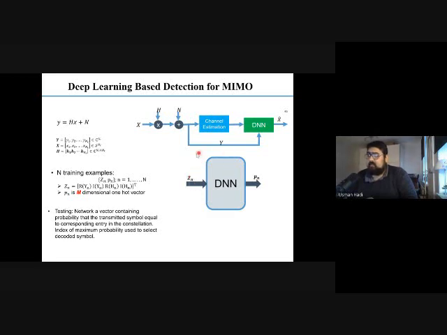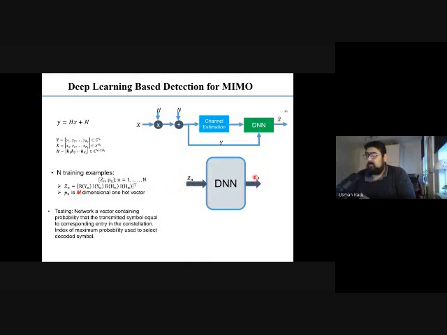If you see it in terms of a deep neural network, you have Z of n as the input, and you expect P of n as the output. Z of n consists of Y of n, the received signal, and H of n, the channel matrix. Here we have 4 inputs: the real part of Y, the imaginary part of Y, the real part of the channel matrix H, and the imaginary part of H.